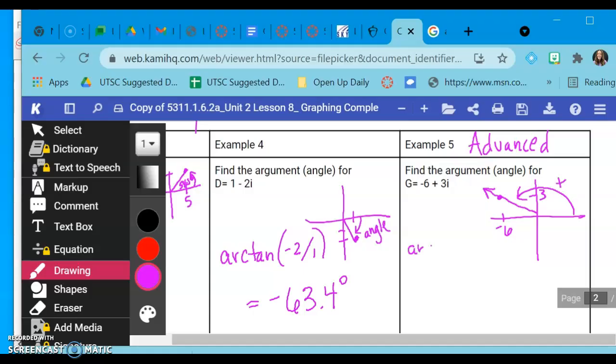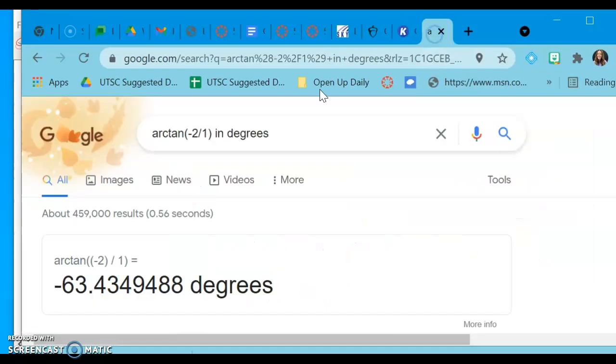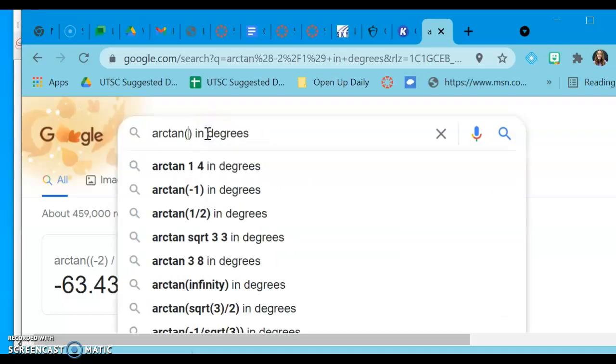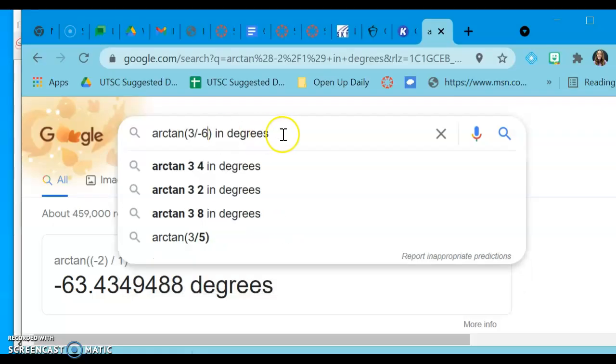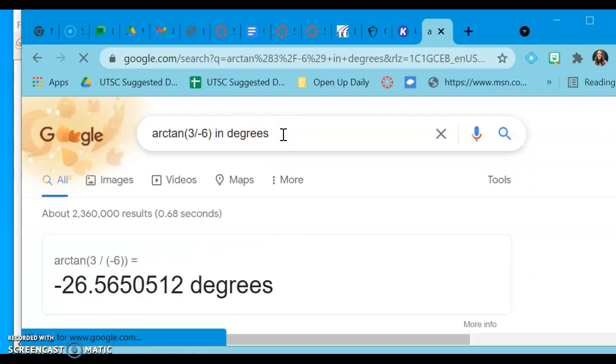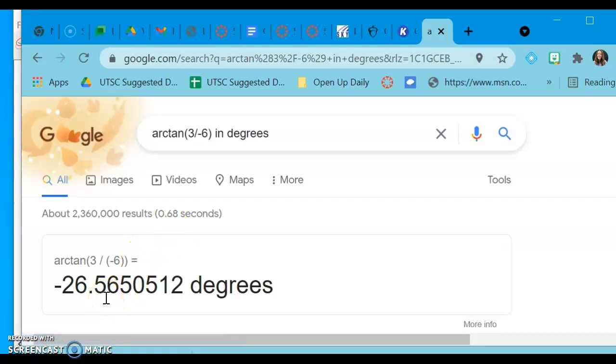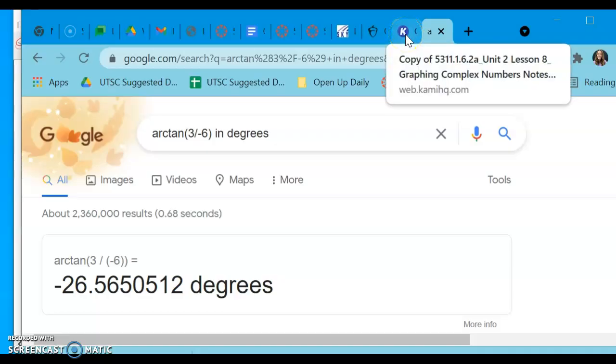And so I want to find arctangent of my imaginary divided by my real. So 3 divided by -6. We want it in degrees. And so this tells you that it's -26. That might not make any sense to you. What that's really doing is it's called a reference angle. That's telling you the part that actually is not in your angle. So I'm going to remember 26.6.